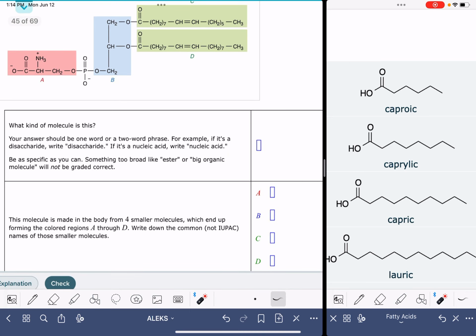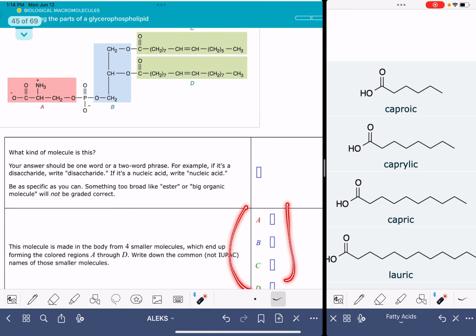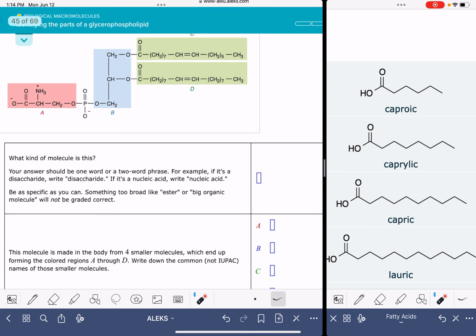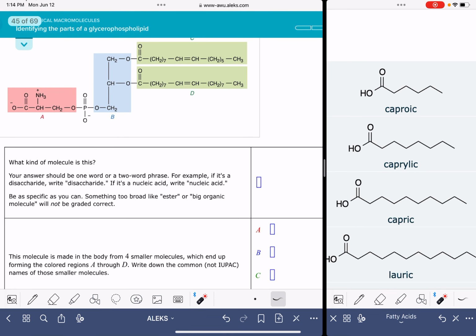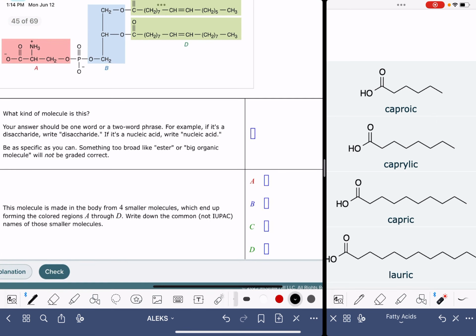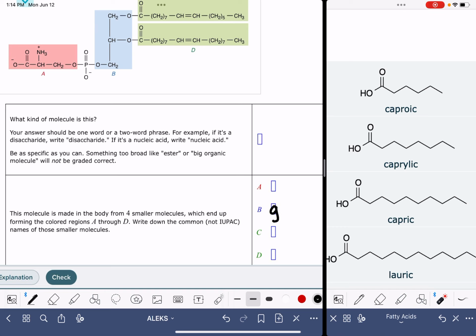The second part asks you to identify the 4 different components that are making up this glycerophospholipid. It's got them color-coded, corresponding to the diagram. Let's start with that part. Glycerophospholipids do have 4 pieces to them. One of them is the glycerol backbone, which is shown here shaded in blue. And you want to write that into the box that corresponds to box B, which is the glycerol.